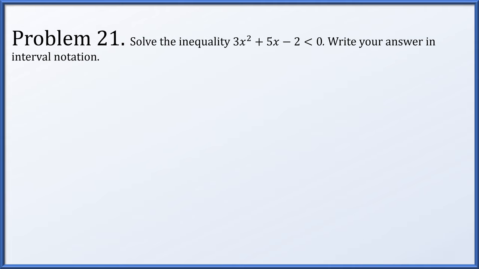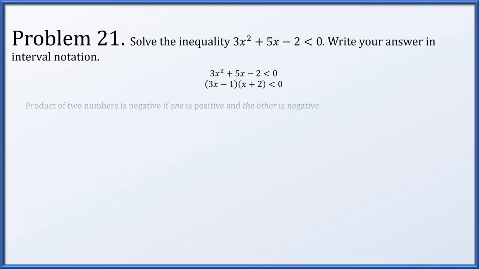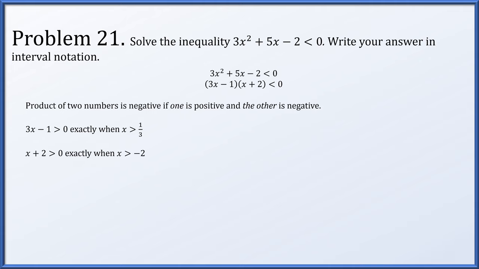For problem 21, we have a quadratic inequality we want to solve, and we are instructed to write our answer in interval notation. So we have 3x squared plus 5x minus 2 should be negative. This can be factored in many ways, but it can be factored as 3x minus 1 times x plus 2 should be negative. We want something to be negative, so one factor should be positive and the other factor should be negative. The factor 3x minus 1 is positive exactly when x is bigger than 1/3. The factor x plus 2 is positive exactly when x is bigger than minus 2.